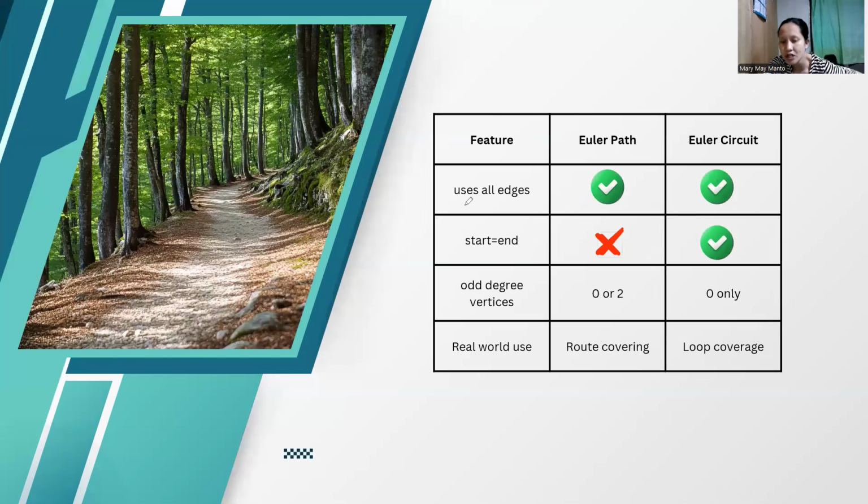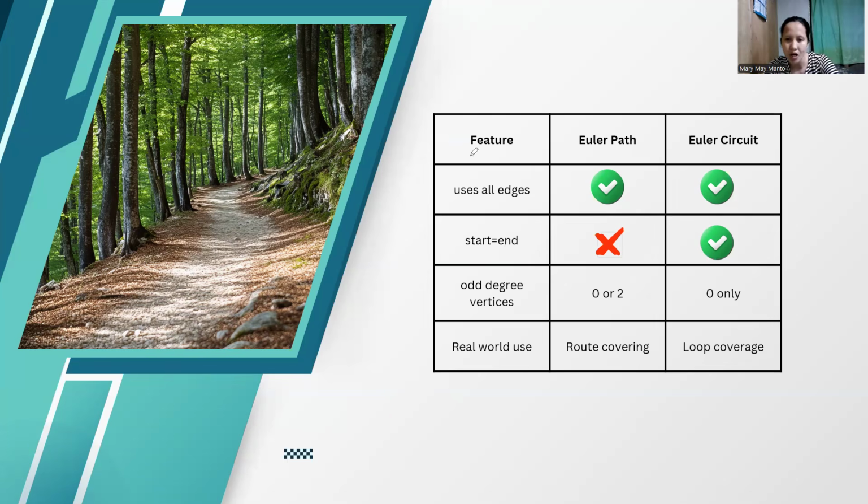Summarization. Remember, it uses all the edges. Check for both Euler path and Euler circuit. It starts and ends with the same vertex. X for Euler path. Check for Euler circuit. And then, of course, add degree.